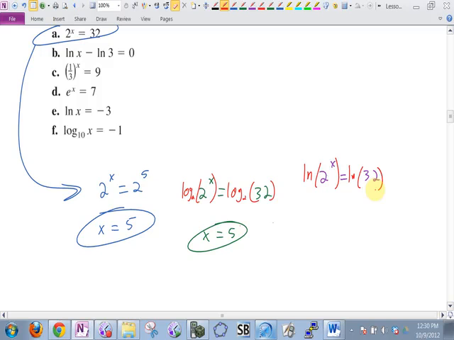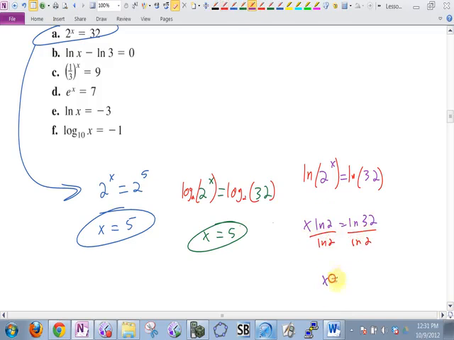Are natural log and 2 to the x inverses? No, they do not cancel each other out. But I do have a log rule that says I can do what with this exponent? I can bring it down. So we end up with x times natural log 2 equals natural log 32. Now to get x by itself, I just divide both sides by natural log 2.